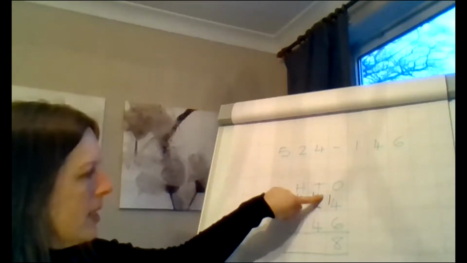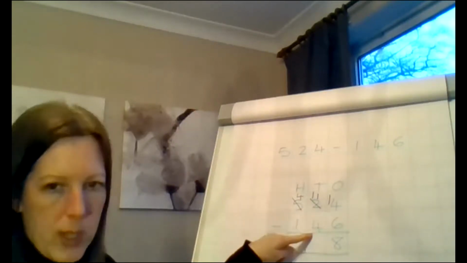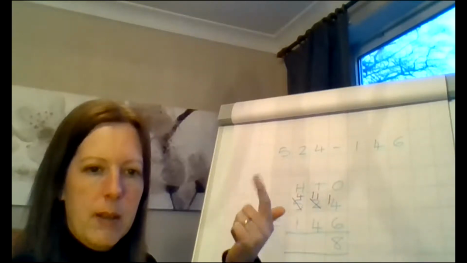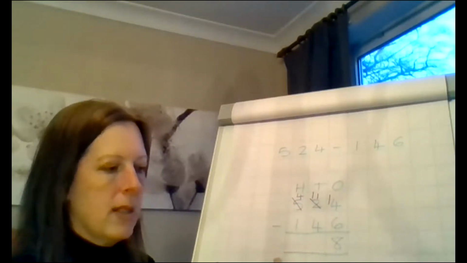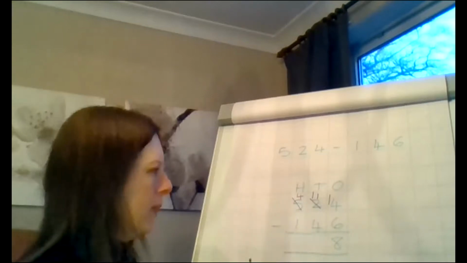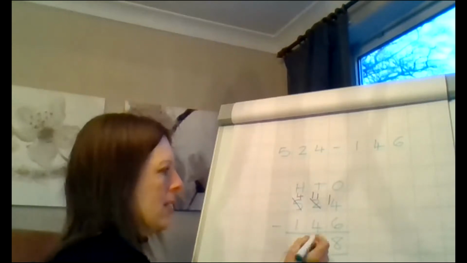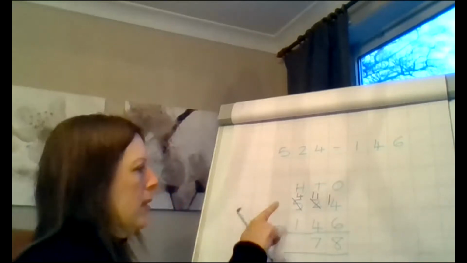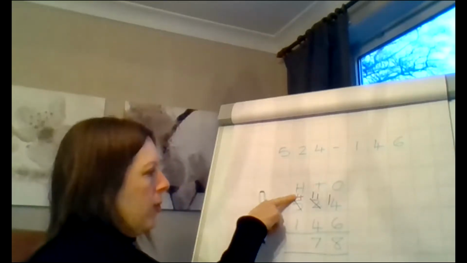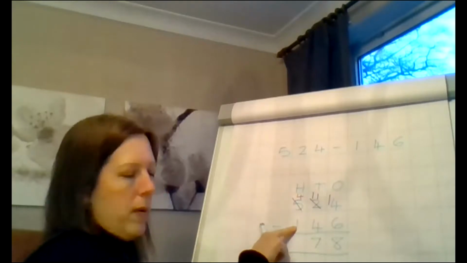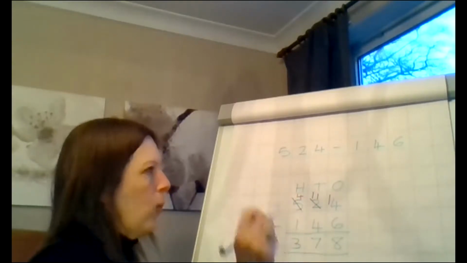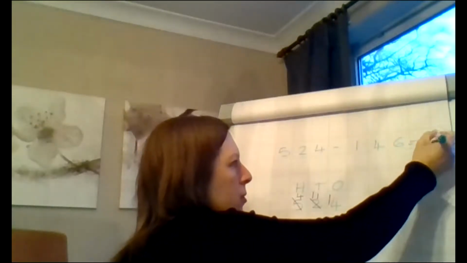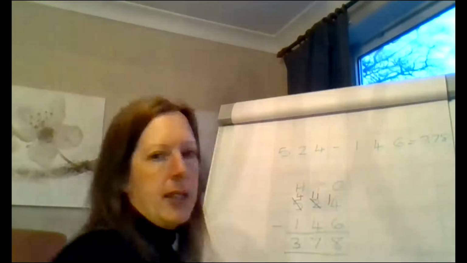I had 1 ten and I've just added 10 tens to it by taking the 100 away. So this is 11 tens, take away 4 tens. 11, take away 4. 10, 9, 8, 7. So I've got 7 tens left. In my hundreds column, I've got 4, take away 1, which is going to leave me with 3. So my answer for this one is 378.